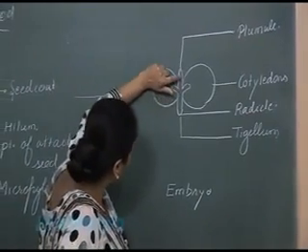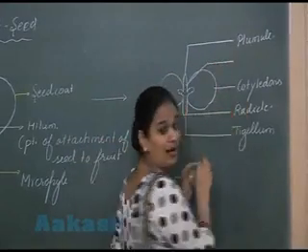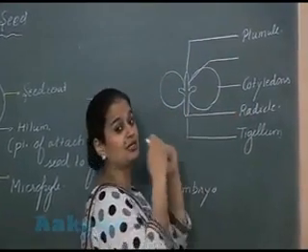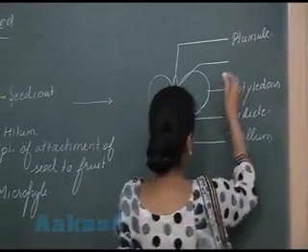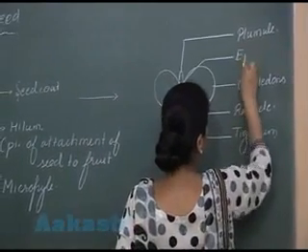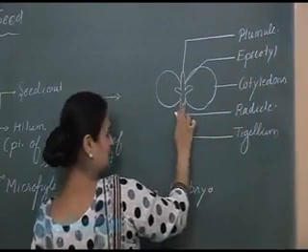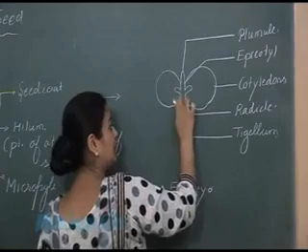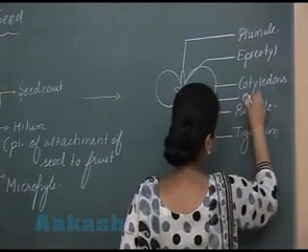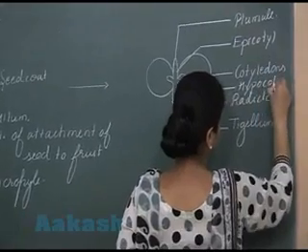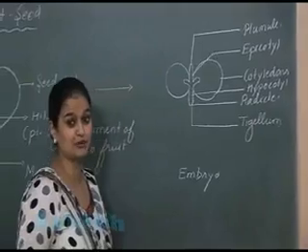The part of the tigellum which is present above the cotyledonary node, above the cotyledon, this part is known as epicotyl. And the part present below the cotyledonary node can simply be known as hypocotyl. So the different parts of the embryo are very much clear to all of you.